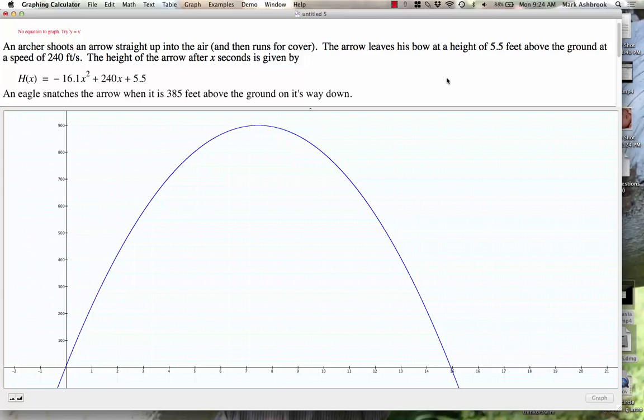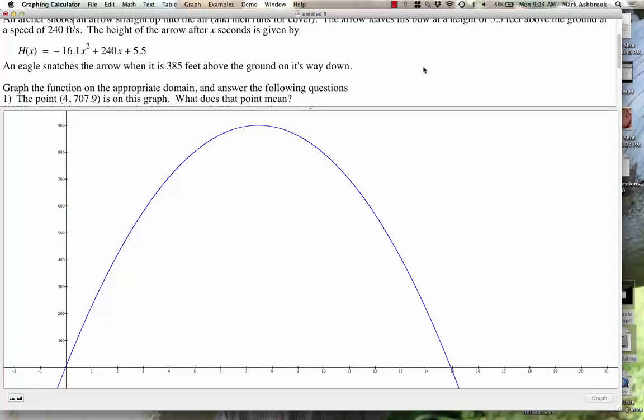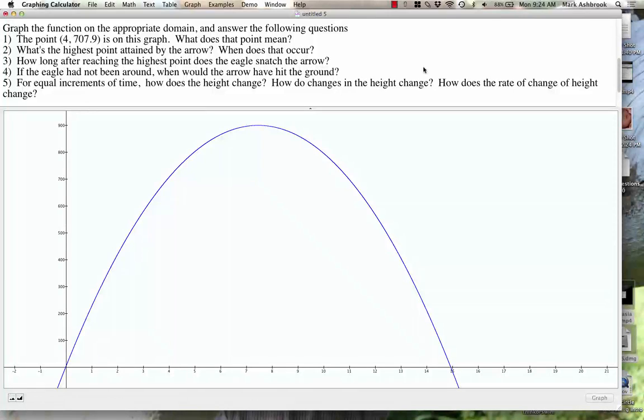Okay, so here's the initial setup. Again, there's the function for height as a function of time, and the eagle snatches the arrow at 385 feet above the ground on the way down. Okay, so number one, the point for 707.9 is on this graph. What does that point mean?